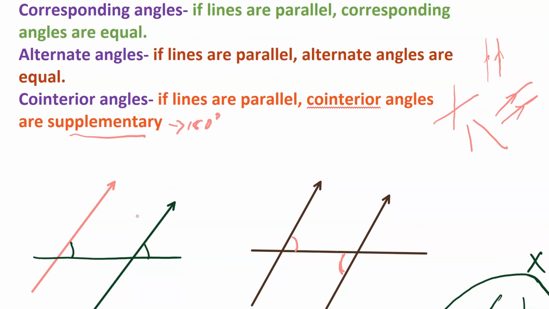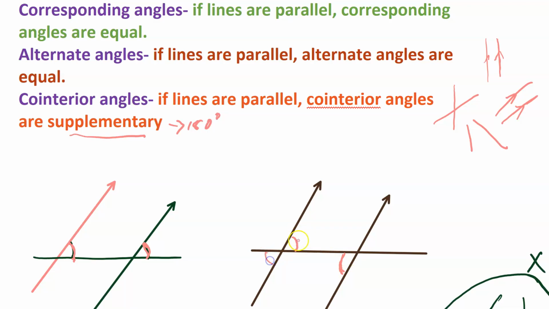What is it called? Are they corresponding? Yes. If lines are parallel, they are corresponding. So this one also corresponds. These are equal, the same. They are alternate. Can you see that? They are alternate. From here it comes to here.